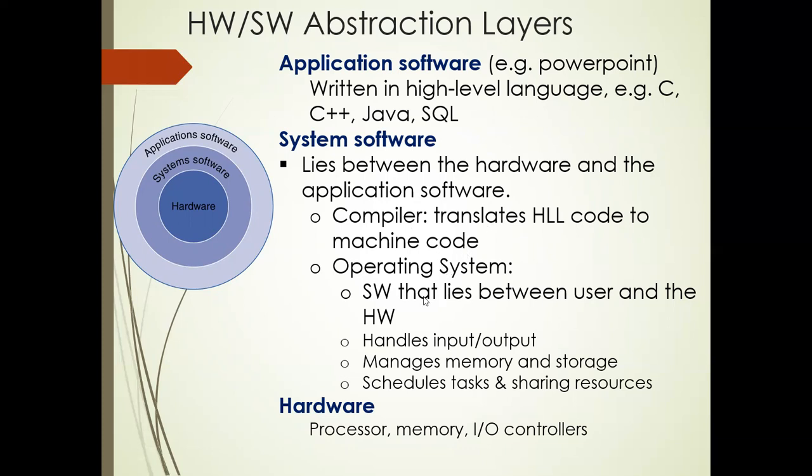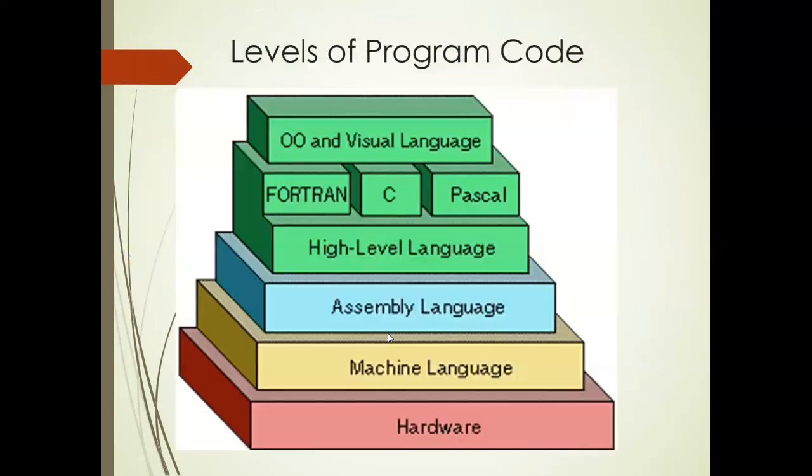The operating system, which is software that lies between the hardware and the application software, can manage input-output, manage the memory and the storage, and also schedule tasks and share resources. We have seen this in the review part of the operating system. It is a very important piece of software that makes the use of the hardware very efficient. The lowest part, the hardware, is the actual chips; it contains the processor, memory, and I/O controllers.